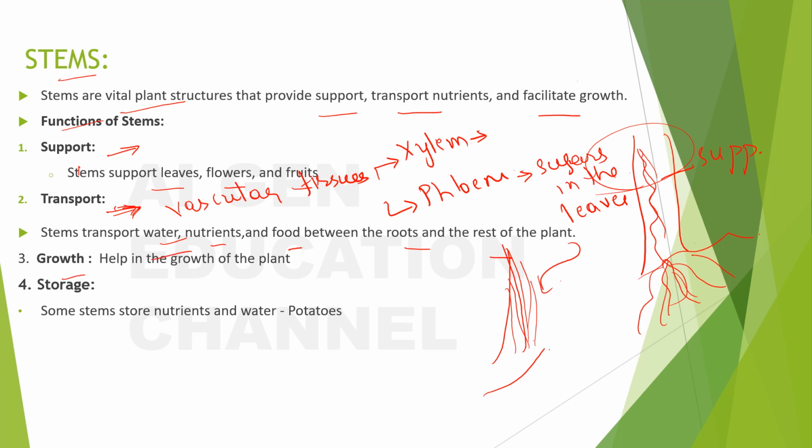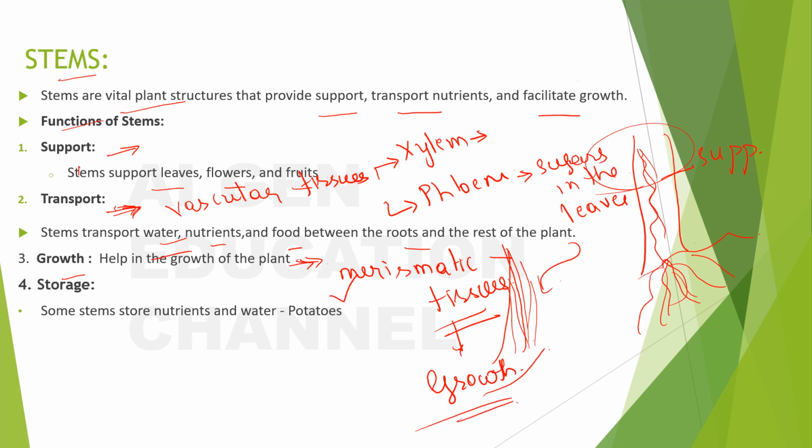About growth too, I can say one point, but as I said, it's just a heads up for your higher classes. Meristematic tissues help with the growth of the stem, and you can study in detail in higher classes about it. I'm just mentioning this because maybe in Olympiads we won't know. And about the storage, some stems also store some nutrients and water. Those are the potatoes.